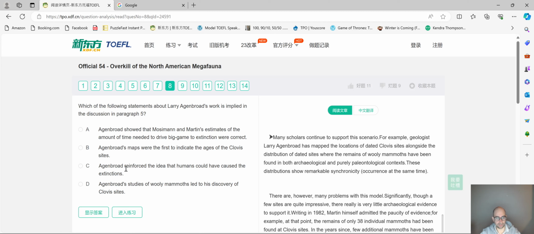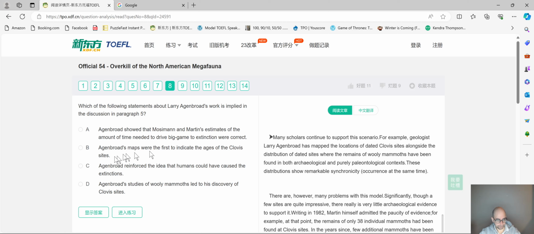So Agenbroad reinforced the idea. He's encouraging this idea, supporting this idea that humans could have caused the extinctions. So is that true? Yeah, because he gave an example. He mapped some specific locations of Clovis sites, and there they found remains of woolly mammoths. What are remains? Like the skeletons, the bones, the fossils of these amazing creatures.